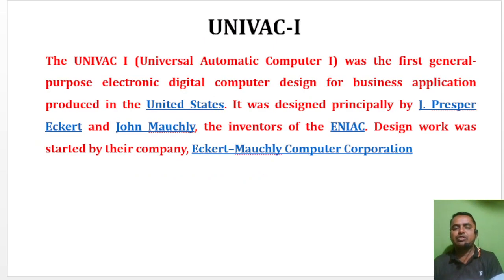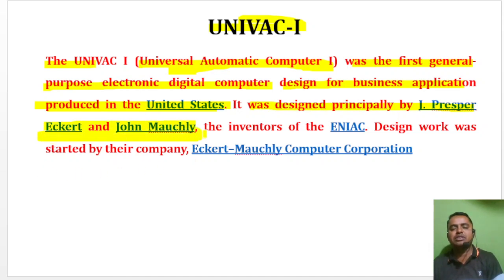Now come to UNIVAC. UNIVAC 1, the full form Universal Automatic Computer 1, was the first general purpose electronic digital computer designed for business application. It was designed for business application purposes and produced in the United States. It was designed by J. Presper Eckert and John Mauchly.